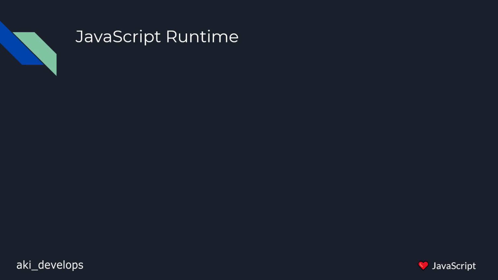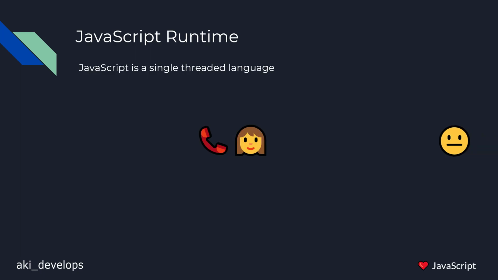JavaScript Runtime. JavaScript is a single-threaded language. It means if JavaScript is doing something, then other functions have to wait until its first task is complete. Suppose you have a single landline in your home and someone in your family is already using it. So if you want to make a call, you have to wait until their call is disconnected. Once they are done, then you can use the phone to make a call. And once you are done, the phone is again available for use.